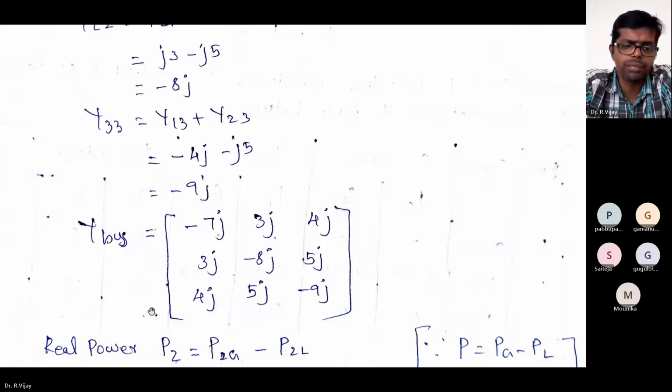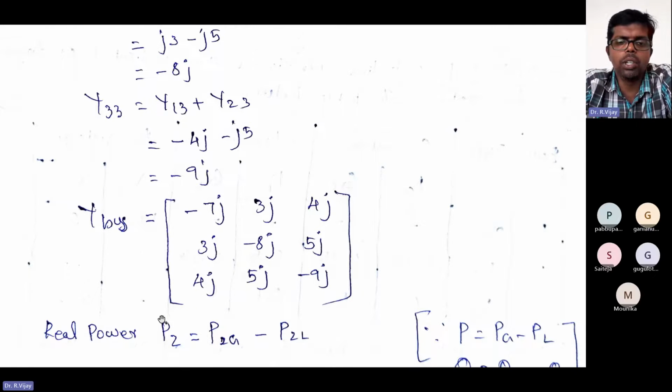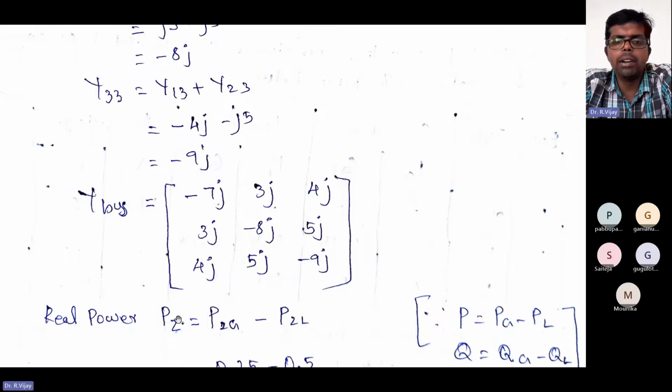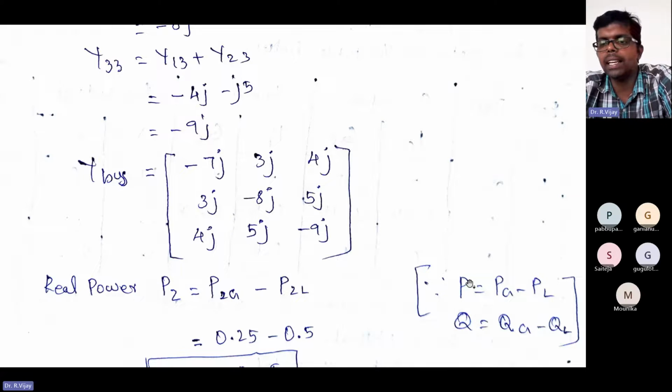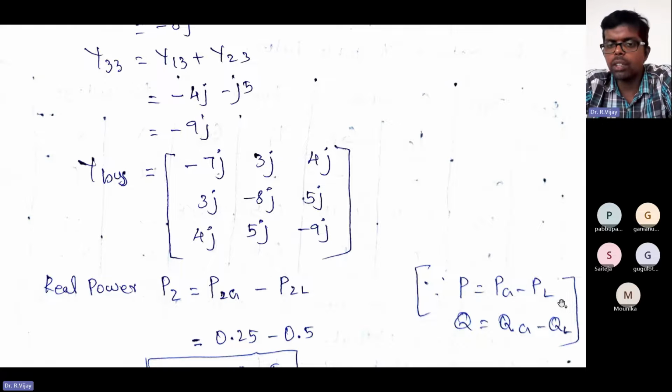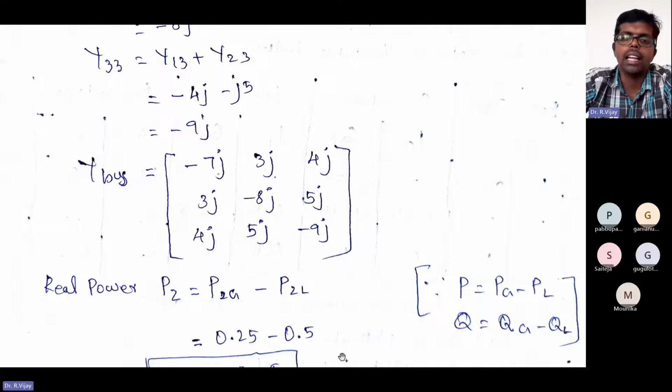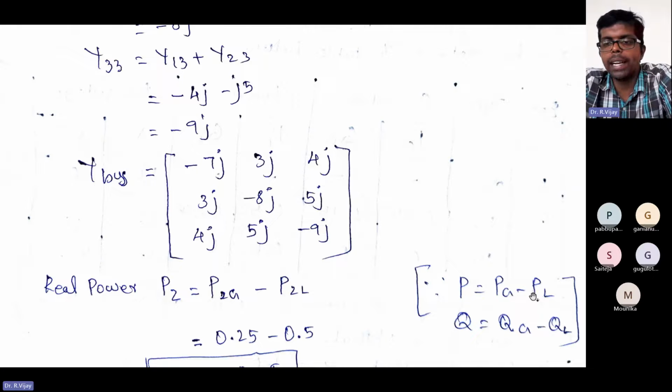Next step: how to calculate the real power? Real power P2 is equal to P2G minus P2L. We have already seen this: P is equal to PG minus PL, generation minus load, for that particular bus.